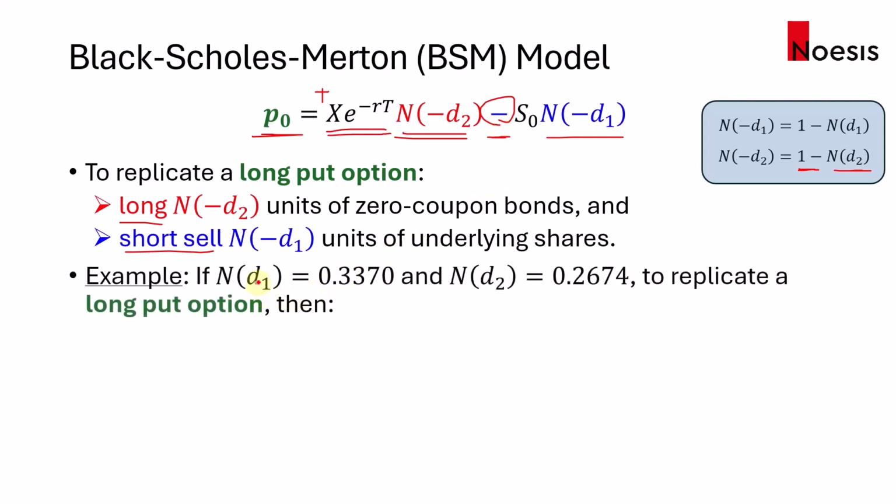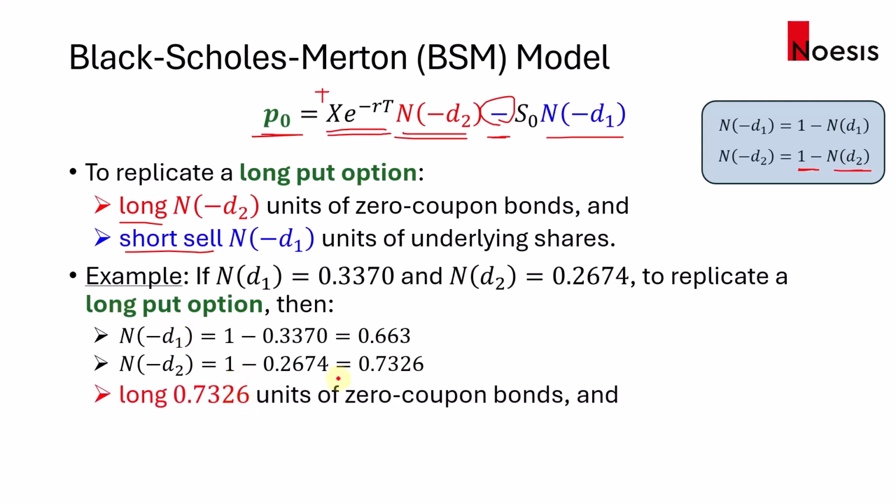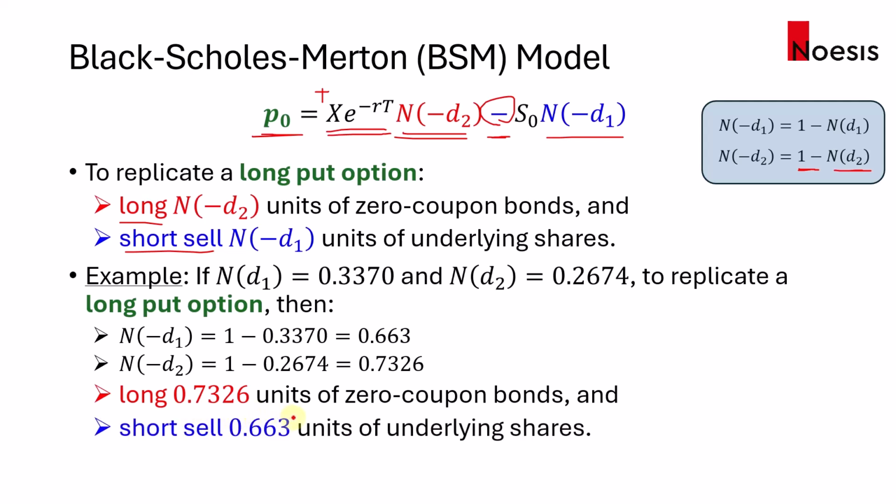So if you are given the values of N d sub 1 and N d sub 2, you will first have to compute the value of N of negative d sub 1, which is 1 minus 0.337. That gives us 0.663. And N of negative d sub 2 will be 1 minus 0.2674, so that's 0.7326. So to replicate the long put option, we will long 0.7326 units of the zero coupon bonds, and we will short sell 0.663 units of the underlying shares.